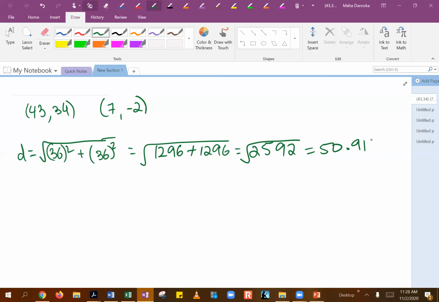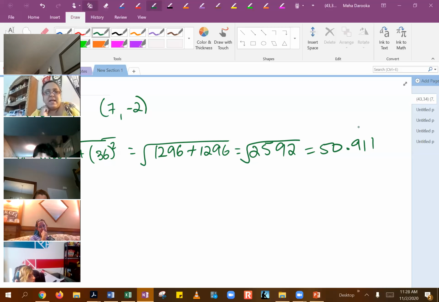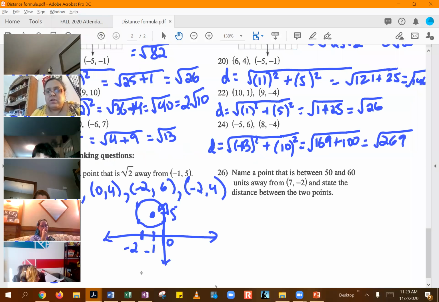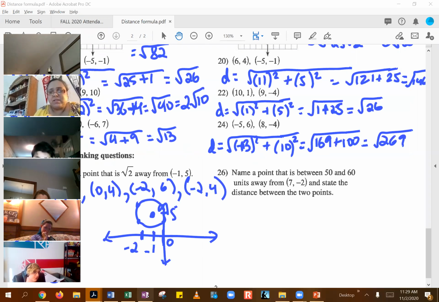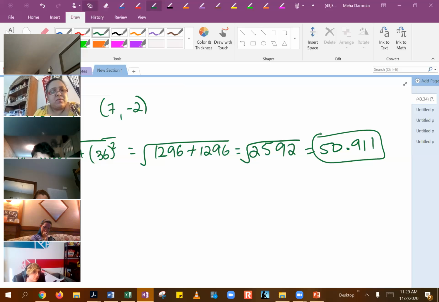So you are not getting a clean answer. I mean, technically, as you can see, you're definitely between 50 and 60 units. And I guess they're not specifically telling us to be a whole number. So I guess technically your answer can be, Brandy, because you are getting a distance of approximately 50.911.